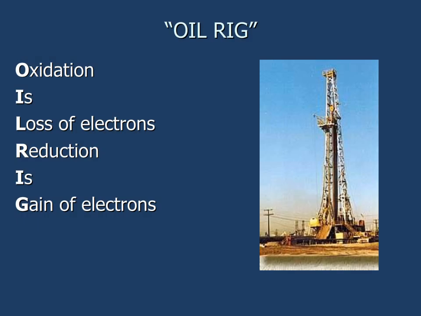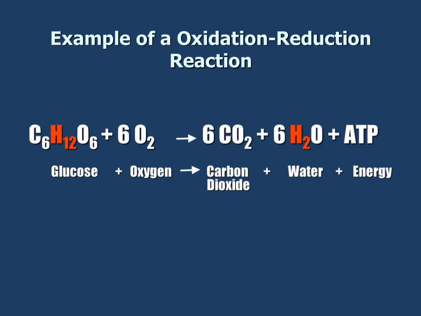There is a very popular mnemonic device that can help you to remember the difference between oxidation and reduction, and that is the term OIL RIG. OIL RIG basically stands for oxidation is loss of electrons, where reduction is gain of electrons. And remember, when we lose electrons, our energy state goes down, whereas when we gain electrons, our energy state goes up. So here's an example of a redox or oxidation-reduction reaction, and this is cellular respiration.